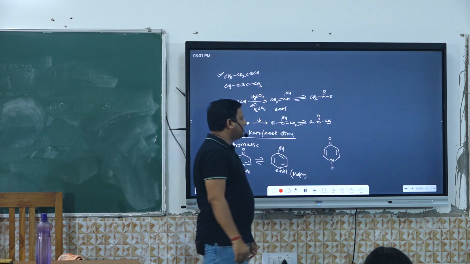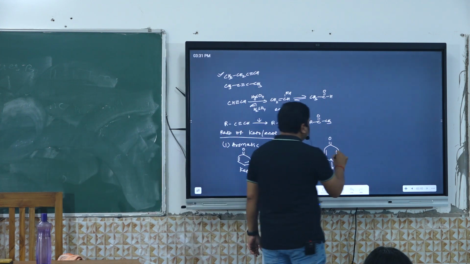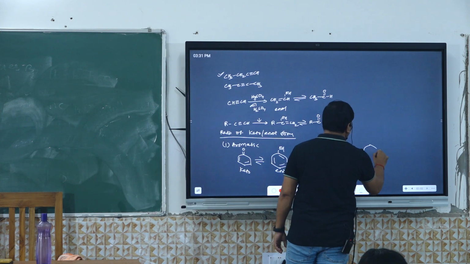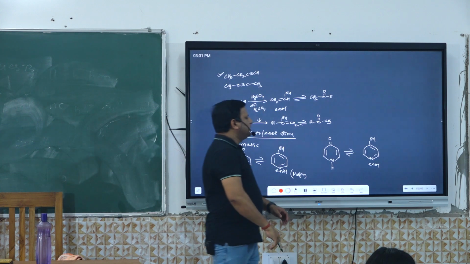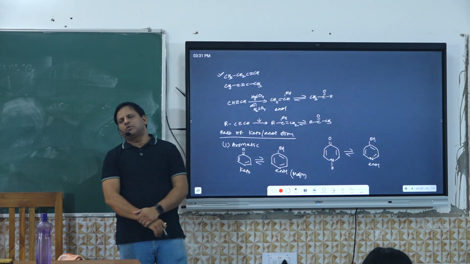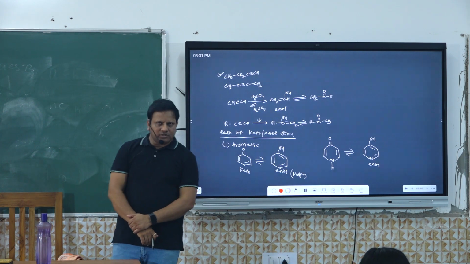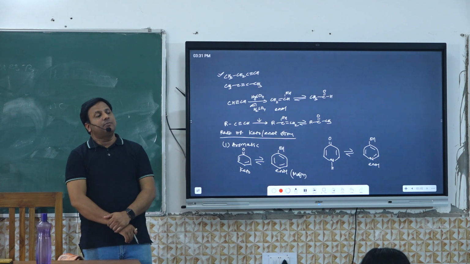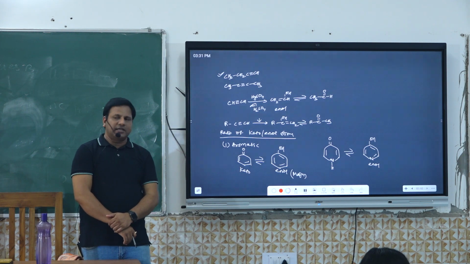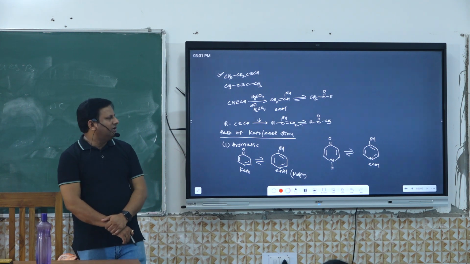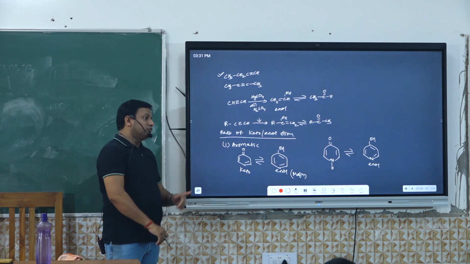This is keto form or not? This is keto form. Its enol form is there. In this case, enol form is the major product. Why is enol the major product? Because enol is stabilized by aromatic character. So this is the first one.